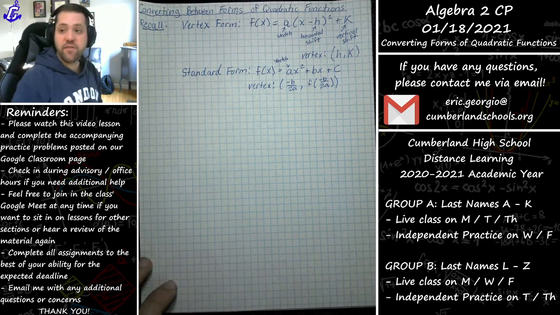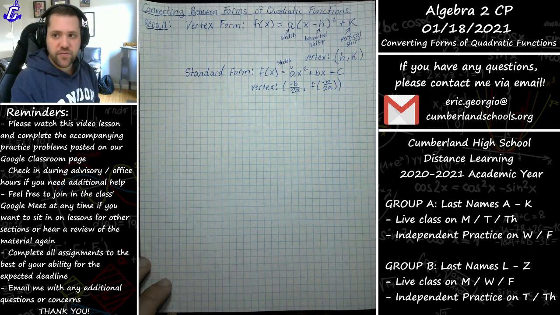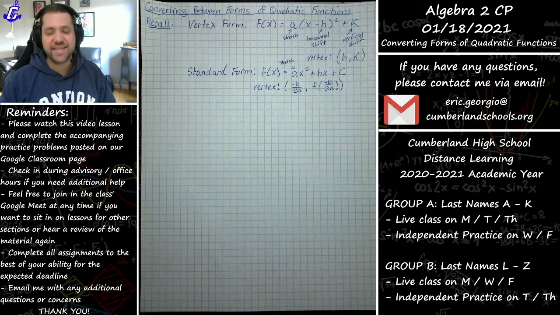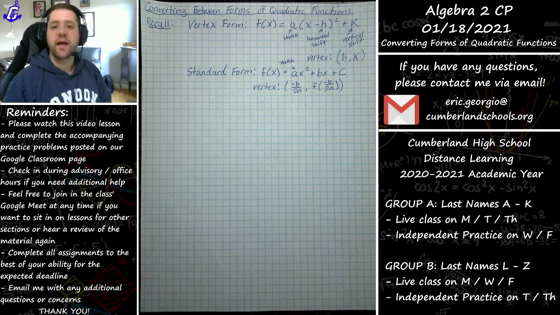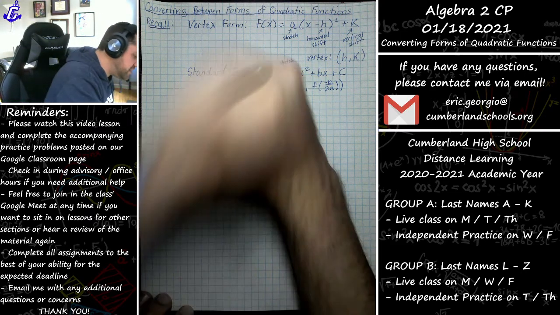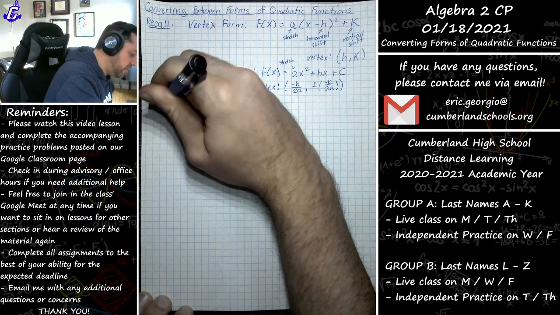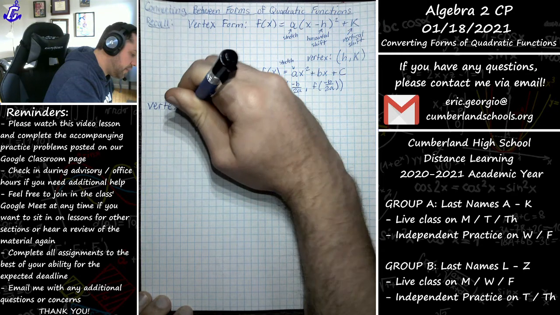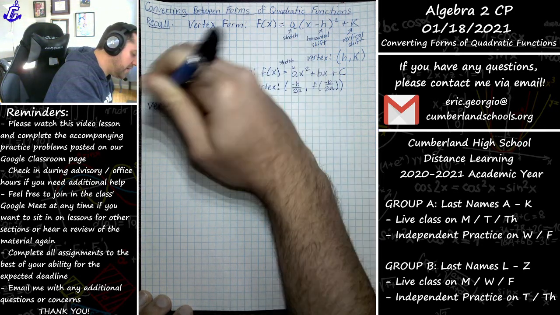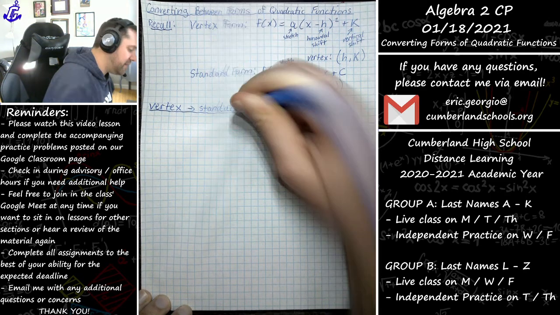Okay? So we have our vertex form and we have our standard form. Like I said, we're going to look at today how to take something in standard form and put it in vertex form, and likewise take something in vertex form and put it in standard form. Let's do vertex to standard first, because I think that's the easier one. All right, so taking something in vertex form and converting it to standard form.